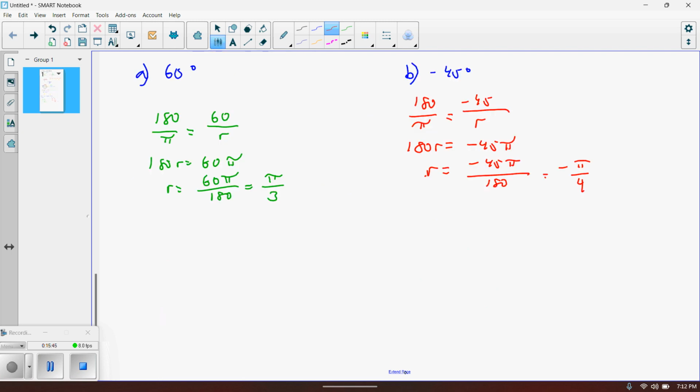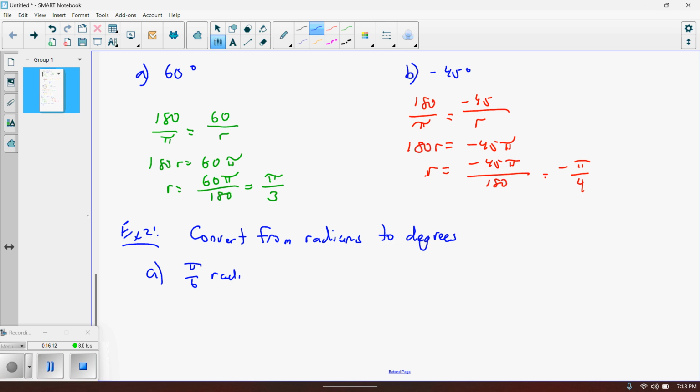All right, so now let's go the other way around. Example 2, convert from radians to degrees. And again, we'll just do a couple. So let's do pi over 6 radians. And again, I'll pick a negative one to do. Let's do negative 3 pi over 4 radians.